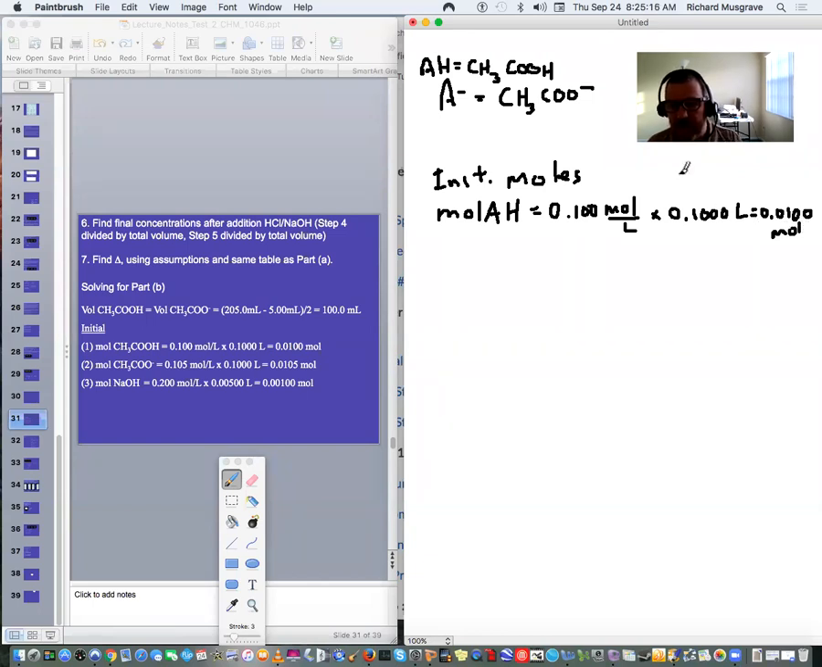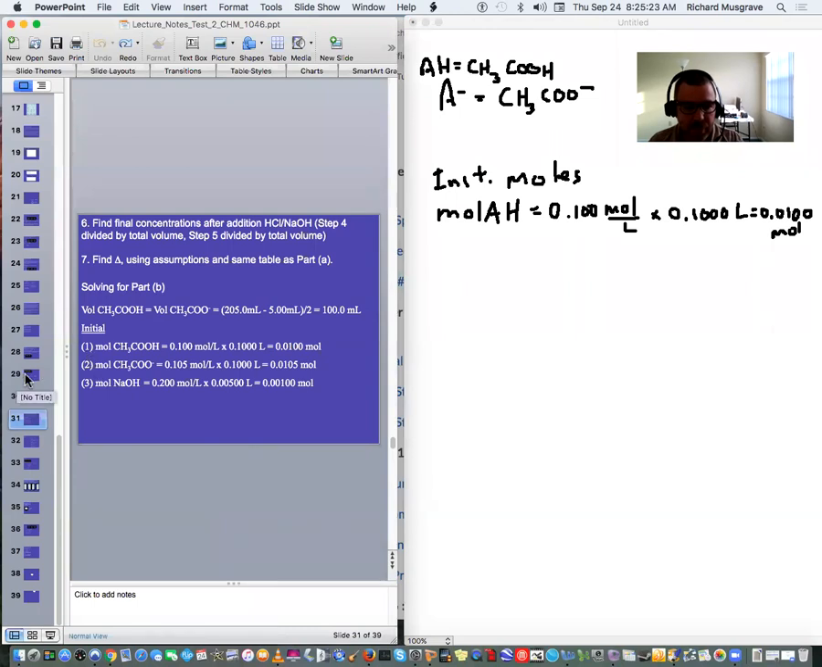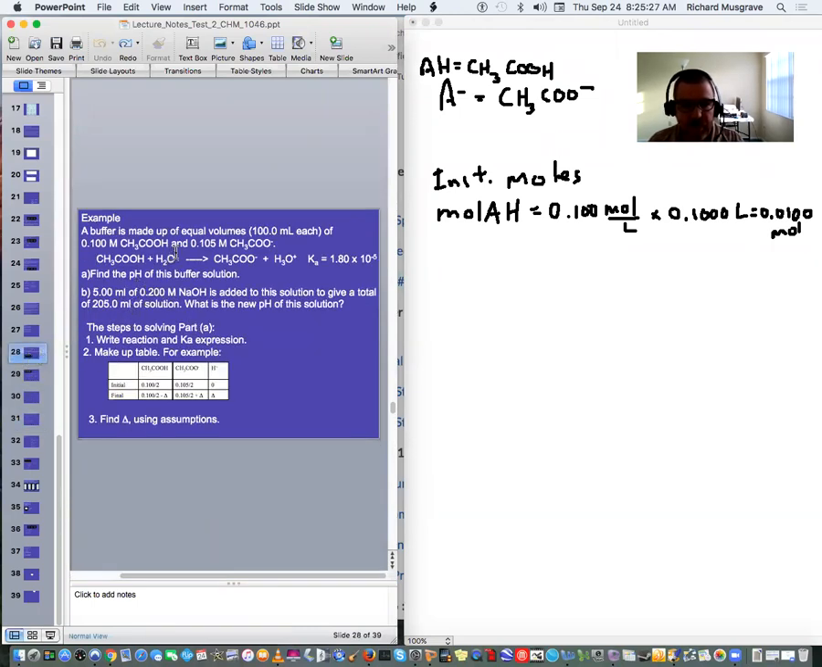Now you might be wondering, where's that 0.1000 litres coming into play? Well, if we go back to the question, we started out with 100.0 mils of each of the AH and the A minus. And I've taken those 100.0 mils and converted them directly into litres. If you wanted to, you could show the conversion, but you notice I have preserved the significant figures as well, because that has 4 significant figures and 0.1000 has 4 significant figures too. And then when we do the math here, we end up getting 0.0100 moles. That's 3 significant figures because we had 3 significant figures for the concentration. Does anybody have any questions so far about those moles?